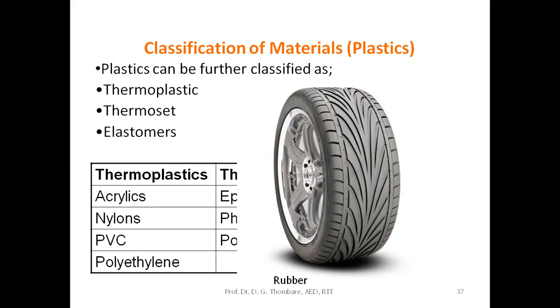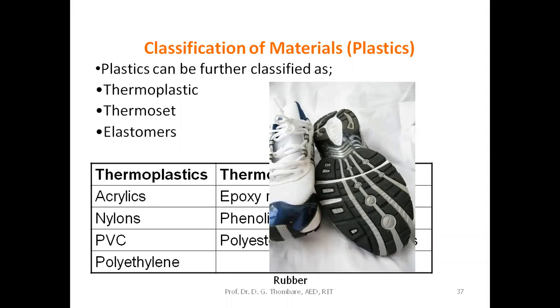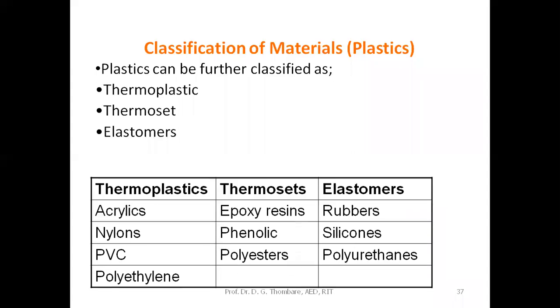Then elastomers, which is nothing but rubber. The most commonly used example of rubber is the tire. The entire automotive industry and transportation is based on tires, and tires are made of rubber. You can see shoes. Shoe bottoms are made of elastomers, wherein you can provide good softness, which will not cause damage to human feet. It can be cast to complex shapes to suit your foot profile. So these are the benefits of elastomers.